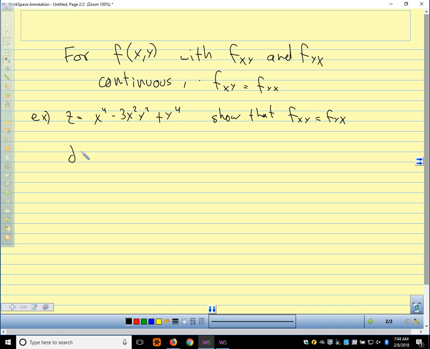The partial with respect to x. You get 4x to the 3rd minus 6x y squared. 4, thank you. I was combining integration and derivatives somehow. And the partial of z with respect to y, when we take our partial with respect to y, what do we get? Minus 6x squared y plus 4y to the 3rd.